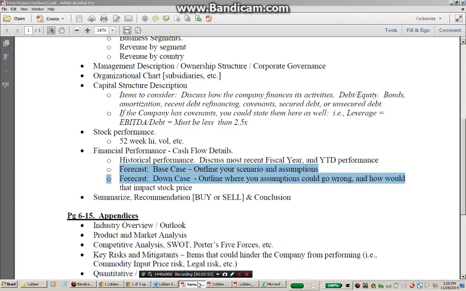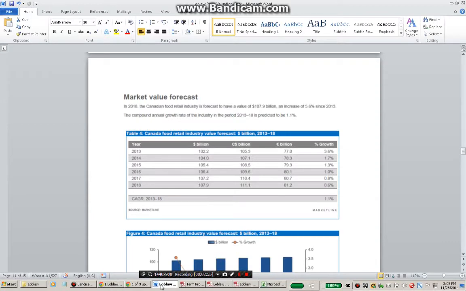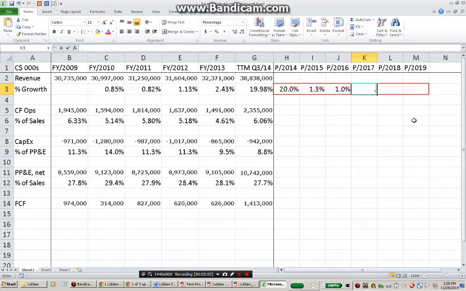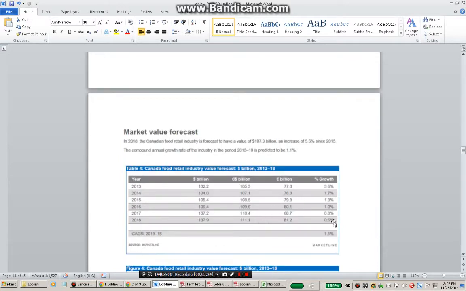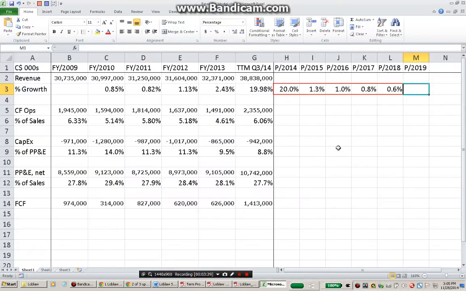What is that number? 1.3. 1 in 2016, 0.8, 0.6. 1.8, 0.08, 0.06. And then going forward, I think we calculated 1.1%. It's going to be kind of our long-term rate.